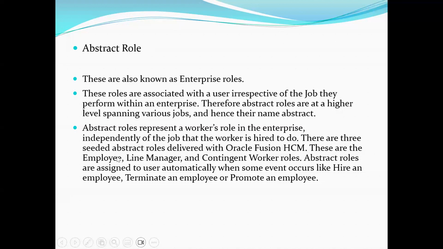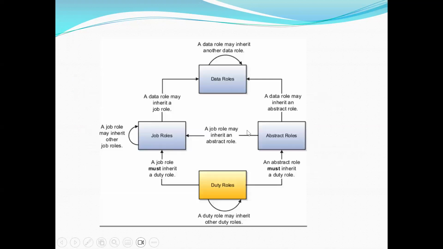There are 3 seeded abstract roles delivered with Oracle Fusion HCM: employee, line manager, and contingent worker. Abstract roles are assigned to the users automatically when some event occurs, like hiring, terminating, or promoting an employee. I will give you one of the best examples of where an abstract role is used in real time for an organization.